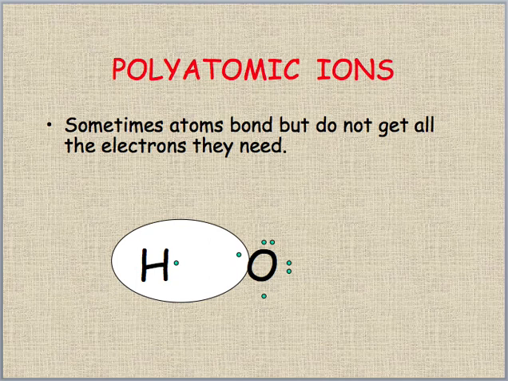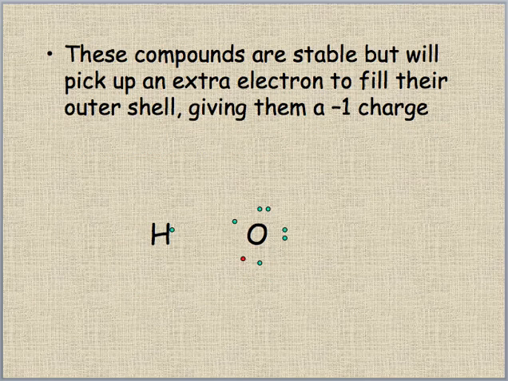So we have situations where polyatomic ions are formed. And this happens because sometimes atoms bond, but they do not get all the electrons that they need. So we're going to look at how we can form ions, but then they still need to be attached to something else. So here we have oxygen.